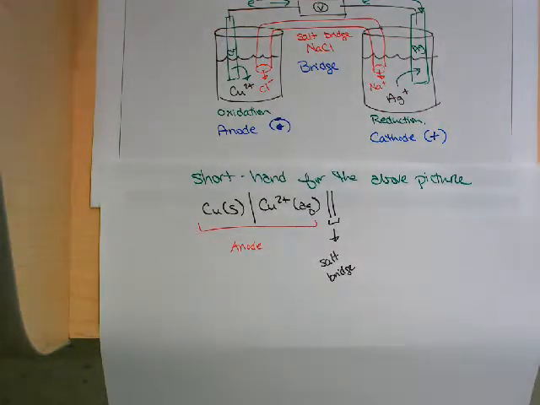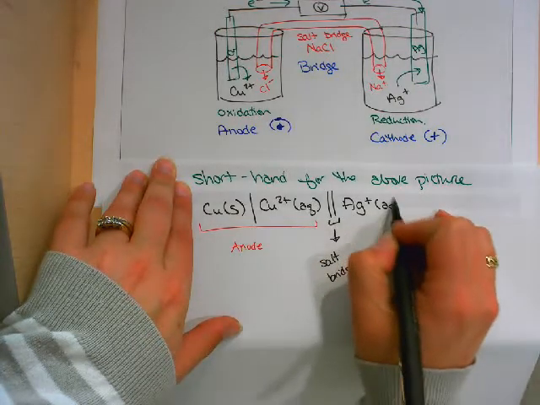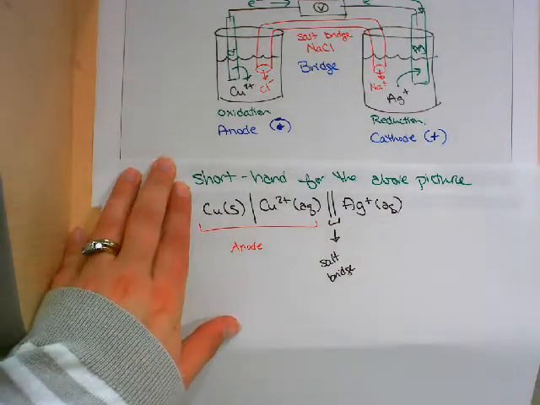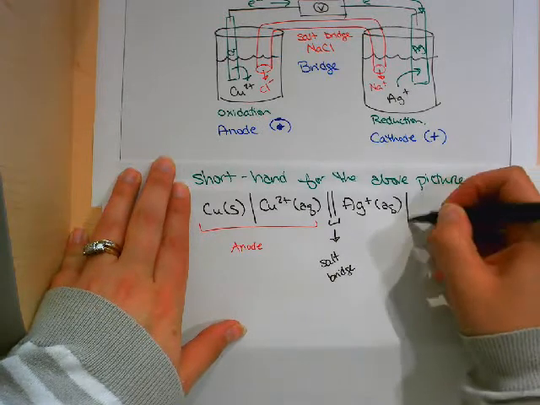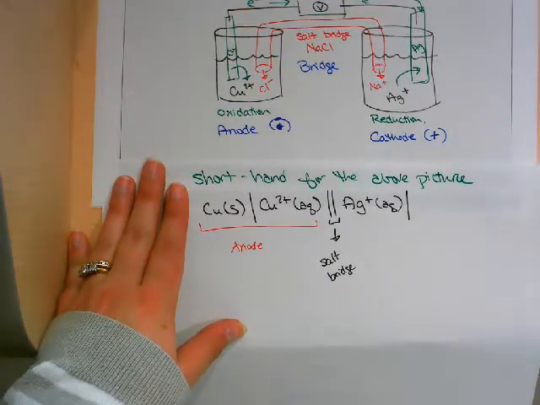Alright, so now I'm on the other side of the salt bridge. What is the ion that's in solution at the cathode? Silver plus 1. Is there anything else in there? No, right. Okay, that's the only ion. What is the metal that's at the cathode? Silver metal.